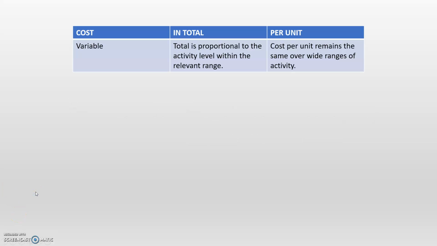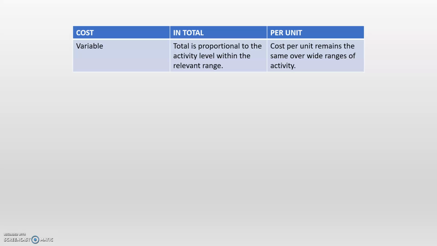The total dollar amount of variable cost is proportional to the activity level, and it varies in direct relation to the level of activity. This means that if the activity level doubles, the total dollar amount of the variable cost also doubles. However, variable cost per unit remains the same over wide ranges of activity.